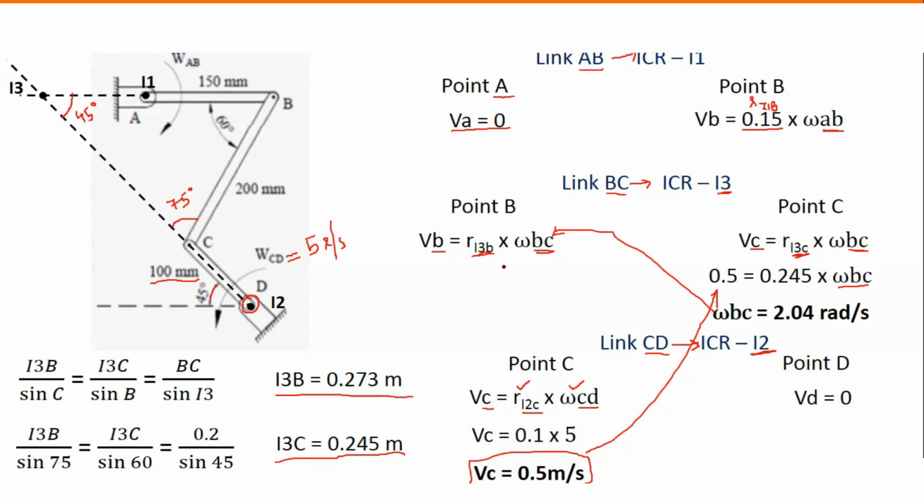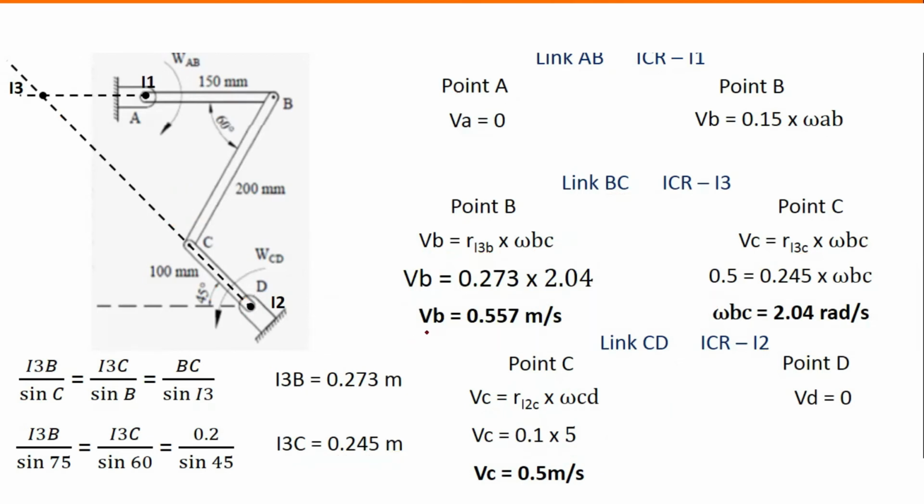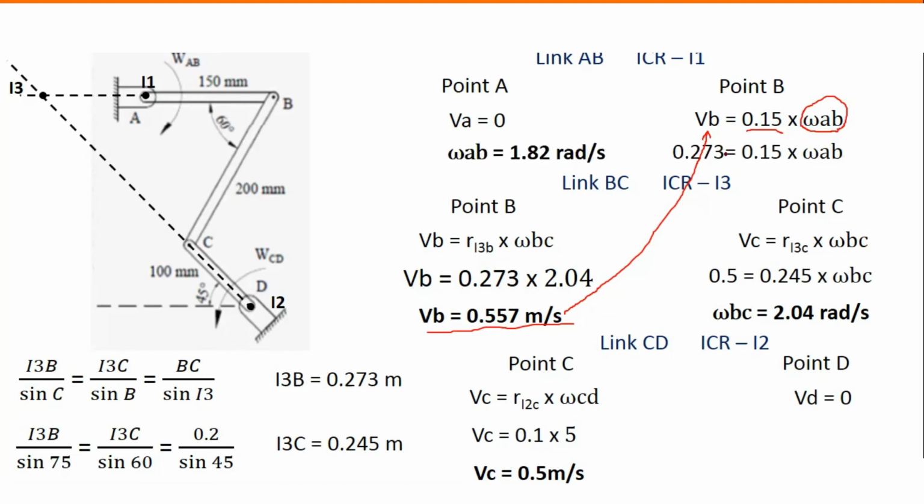Also we know the value of our I3B. So substituting both the values, I will get the answer for Vb as 0.557 meter per second. Now I will substitute this value of Vb which we got in this particular equation. So Vb we got as 0.557. This was already known to us. So what will I get? I will get the answer for omega AB. On substituting, I will get omega AB as 1.82 radian per second.